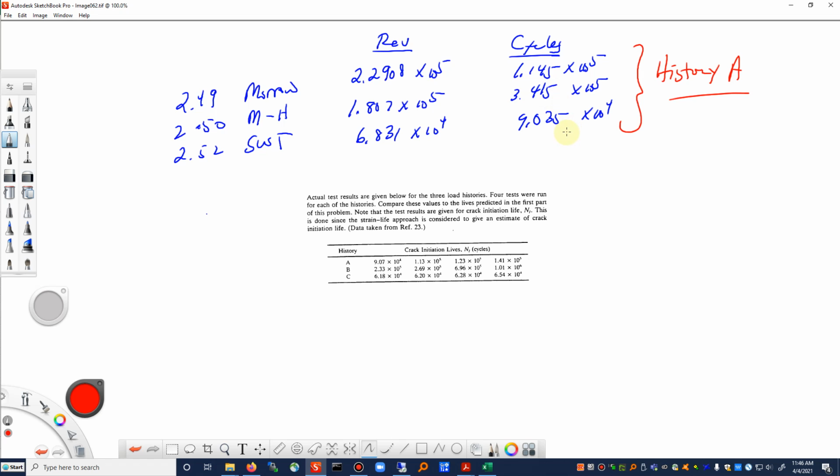All right, so I think we're in the right ballpark here. I don't think I've done anything wrong with any of these calculations. Let me show at least the Neuber's rule calculation part for history B, and then you can do something very similar for history C.